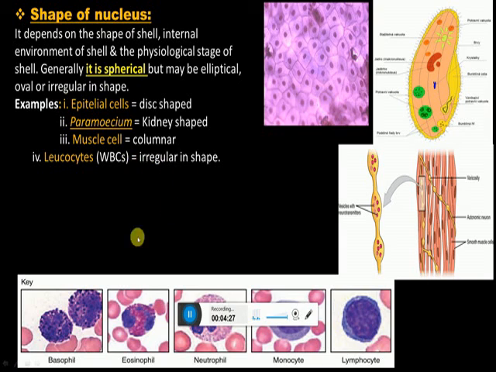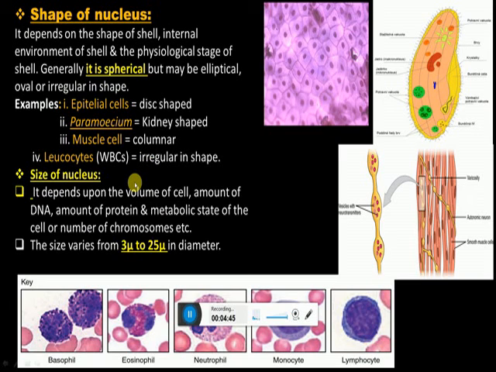In WBCs the nuclei are irregular in shape. You can see it is bilobed, it is multilobed in neutrophil, then in monocyte with a notch, in lymphocyte it is round but with a notch, it covers the entire part. So in leukocytes it is irregular in shape. The second point is the size of the nucleus. It depends upon the volume of the cell, amount of DNA, amount of protein, metabolic state of the cell or number of chromosomes. The size varies from 3 to 25 micrometer in diameter. So we have studied the shape and size of the nucleus.